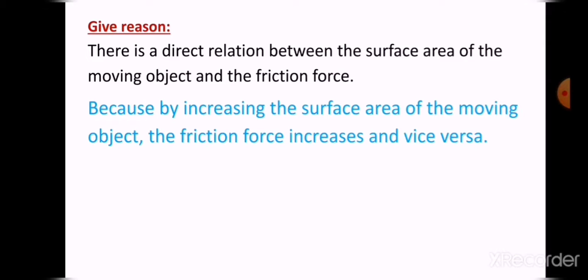Okay? Now, give reason: there is a direct relation between the surface area of the moving object and the friction force. Why? Because by increasing the surface area of the moving object, the friction force increases and vice versa. This is called the direct relation. Junior 5, keep in your mind. What does it mean by direct relation? It means by increasing the surface area, the friction force increases. And vice versa, by decreasing the surface area, the friction force decreases.